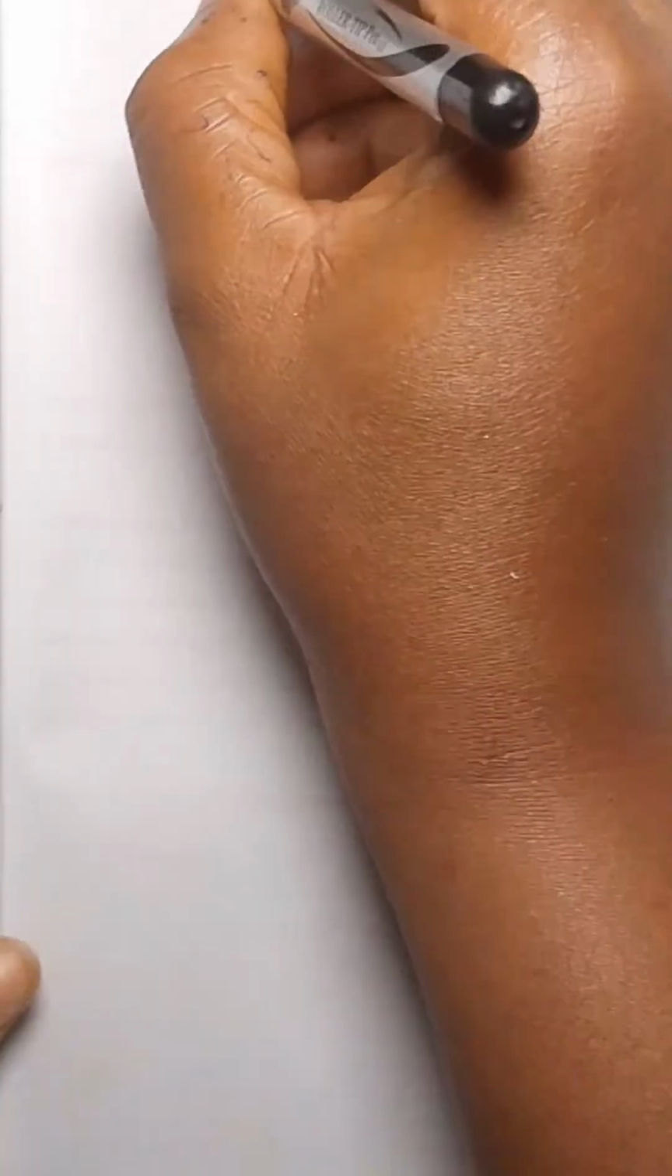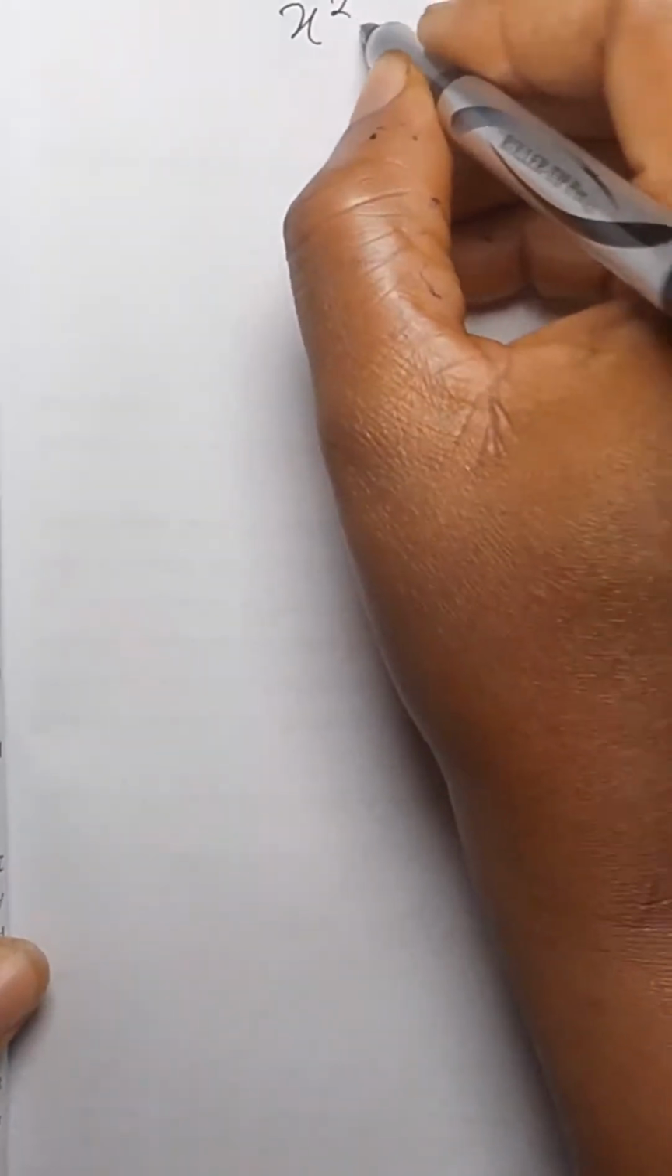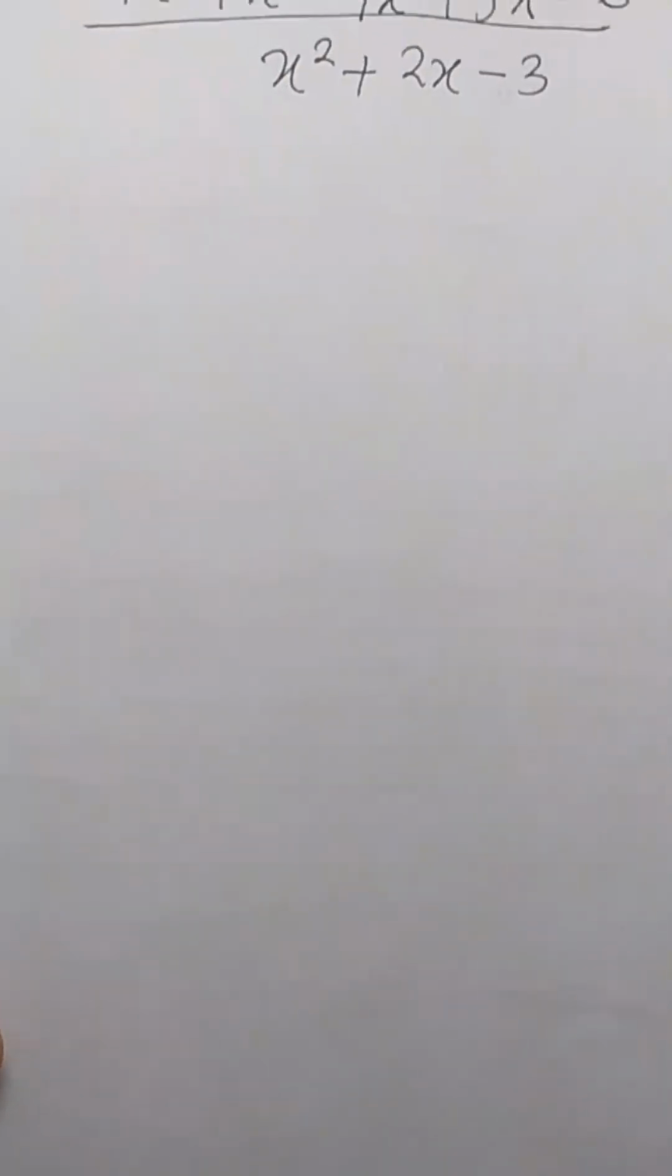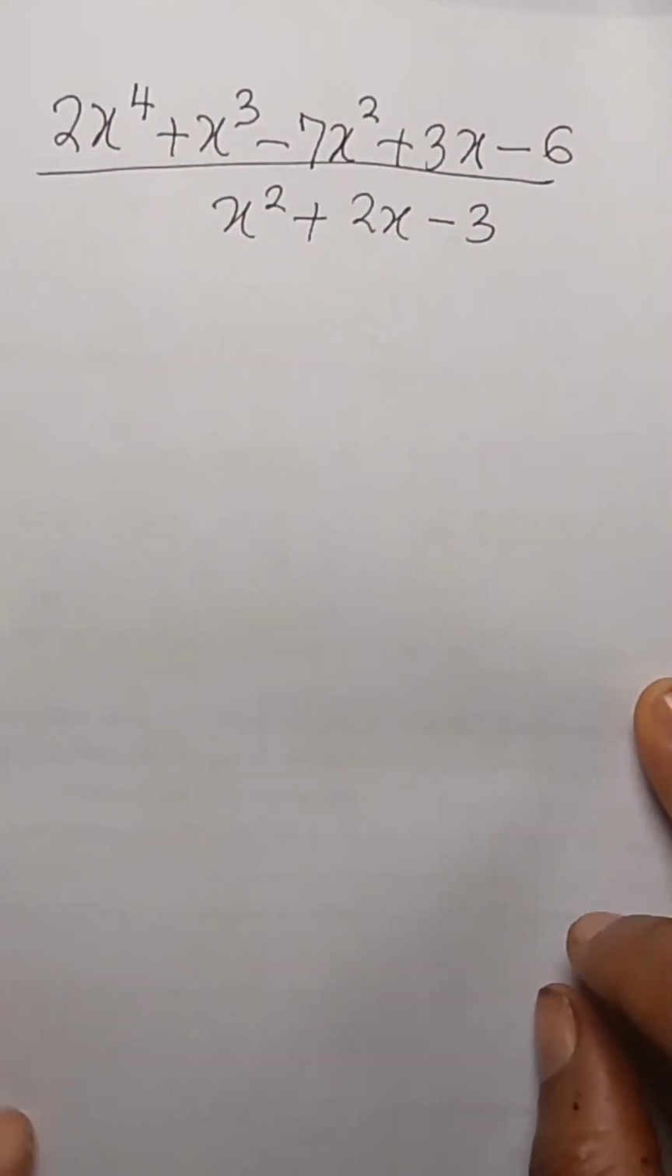2x raised to the power of 4 plus x raised to the power of 3 minus 7x squared plus 3x minus 6 divided by x squared plus 2x minus 3. All right. So this is what we'll be dividing now.